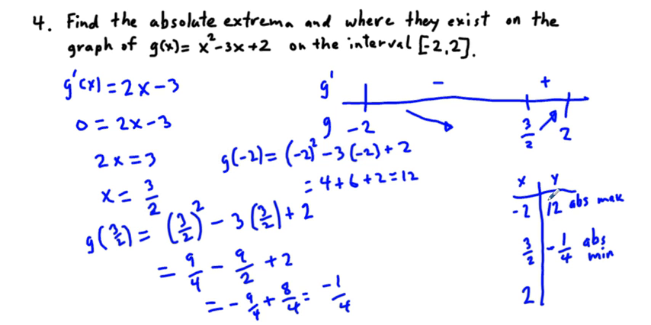And so these would be our answers right here, 12 and negative 1/4. If we plugged in 2, we would get bigger than negative 1/4, but smaller than 12. That'd be pretty easy to see. If we just made this positive, we get 4, 4 minus 6 plus 2, we would get 0. Okay, so anyway, that's our answer. That's number 4 worked out.